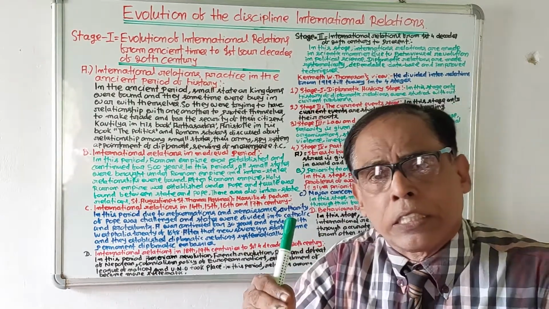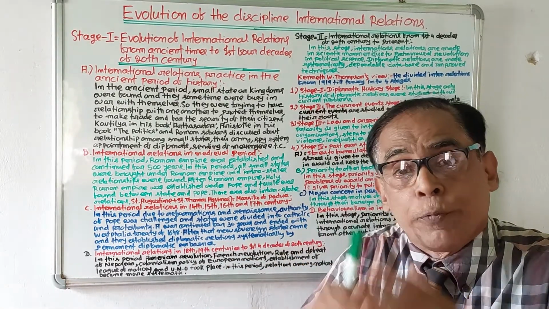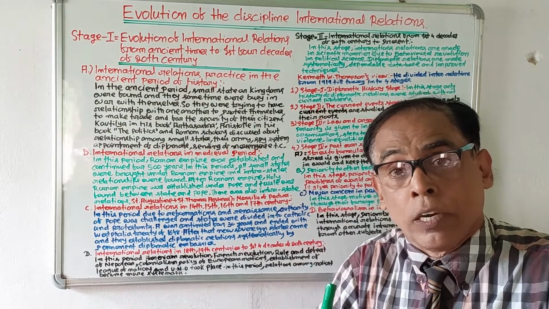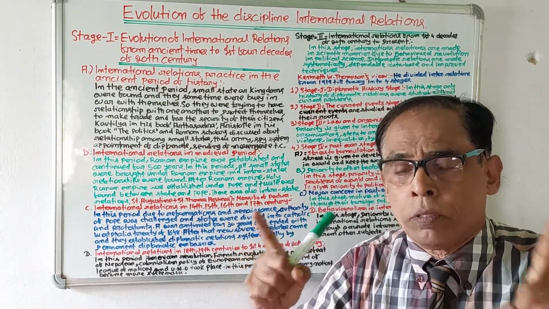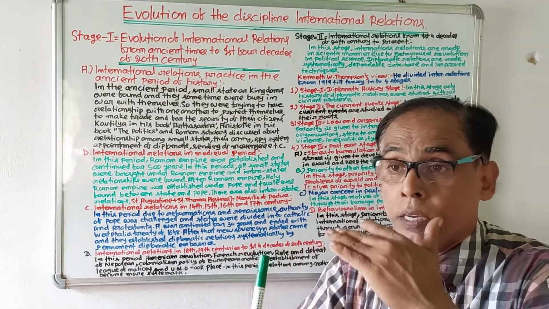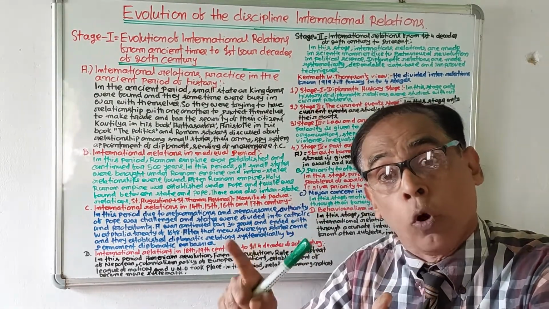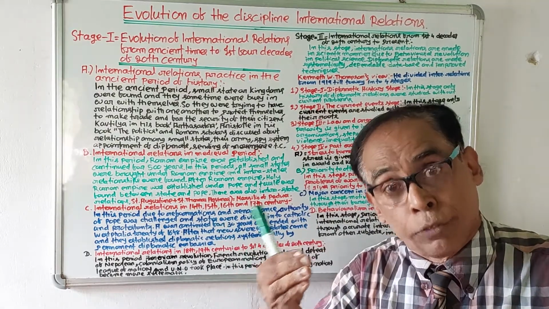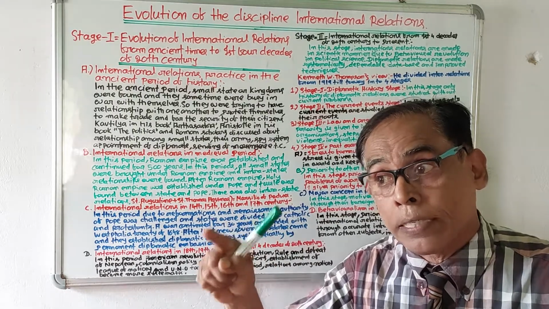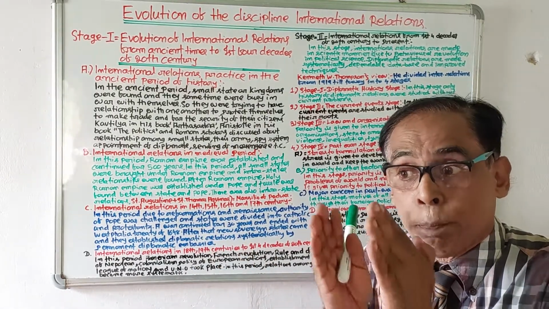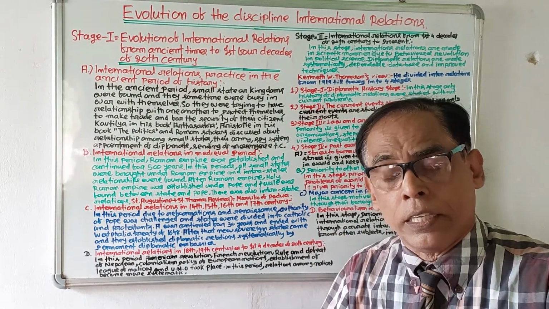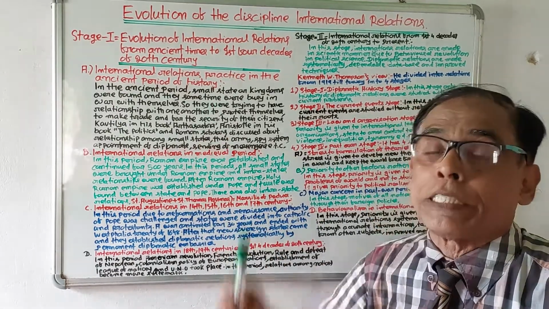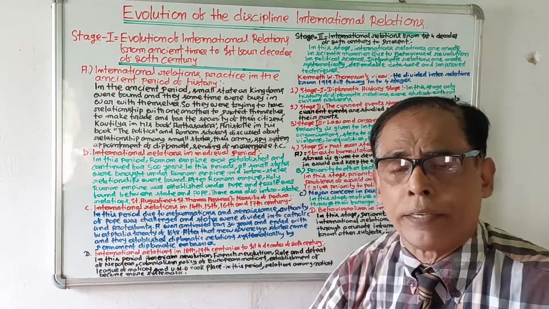Now I will discuss how the international relations subject has been originated. The entire origination of international relations can be categorized into two parts. The first part is the origination of international relations from the ancient period up to the first 4 decades of the 20th century, and the second part is the development of international relations from the past 4 decades of the 20th century till today. Today we'll take up the first part, from the ancient period up to the first 4 decades of the 20th century. This period we can divide again into 4 parts.